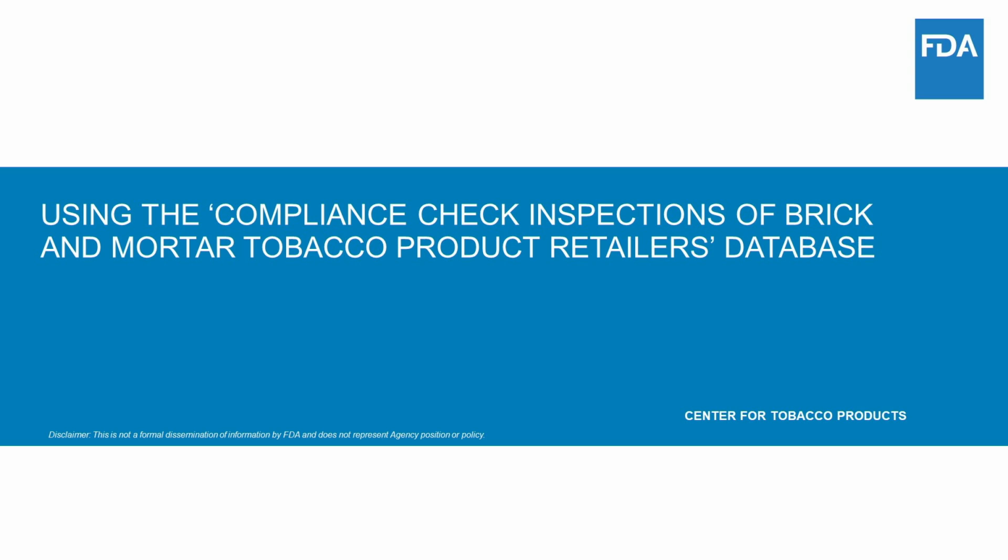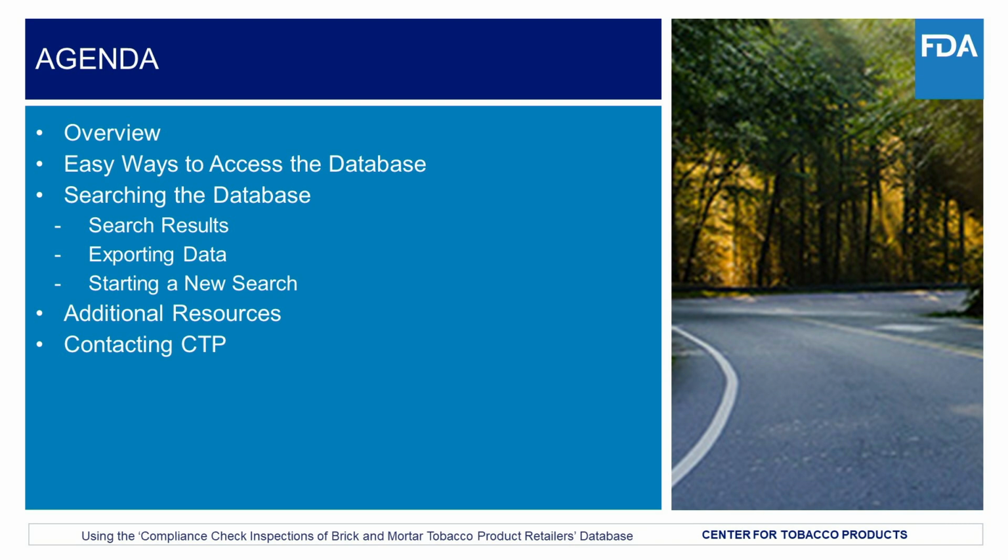The topic of this webinar is using the compliance check inspections of brick-and-mortar tobacco product retailers database. The FDA has created this webinar to provide the public with information on how to access and utilize the database of tobacco compliance check inspections. This webinar will provide an overview of the database and instructions on how to easily access the database. It will also discuss searching the database, including understanding the search results, exporting data, and starting a new search. At the end of this webinar, we will provide additional resources for tobacco retailers and information on how to contact CTP.